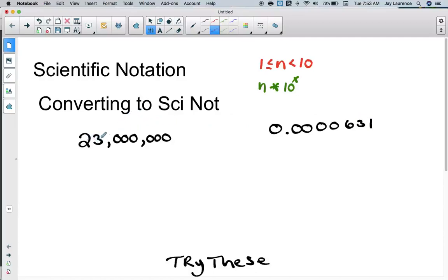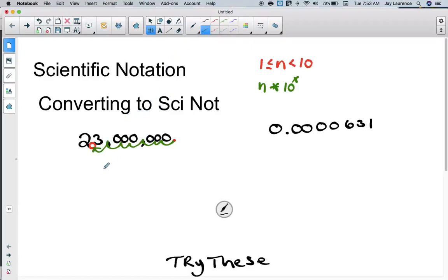So right now, 23 million is obviously larger than 10. I need the decimal point to be here between the 2 and the 3. Currently, it's here. Well, I'm going to divide by 10 multiple times. I'm going to divide by 10 once, twice, 3 times. Remember, dividing by 10 is going to cause that decimal point to move 1 to the left. So 4 times, 5 times, 6 times, 7 times. So I just divided by 10 7 times.